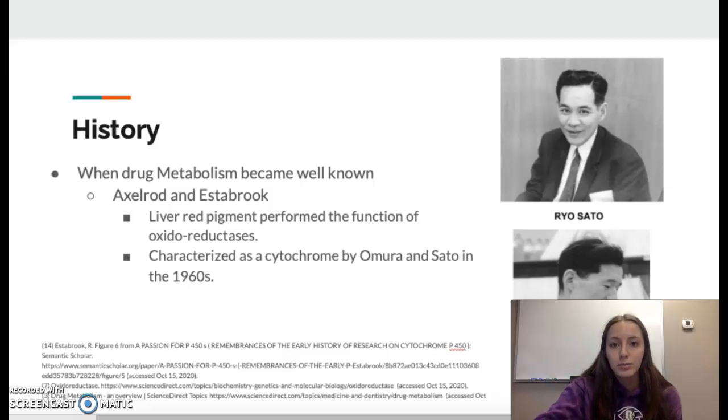Axelrod and Estabrook found that the liver red pigment performed the function of hepatic drug metabolizing oxidoreductase. This is a constitutive enzyme that is localized in the plasma membrane. The pigment was characterized as a cytochrome by Omura and Sato in the 1960s.